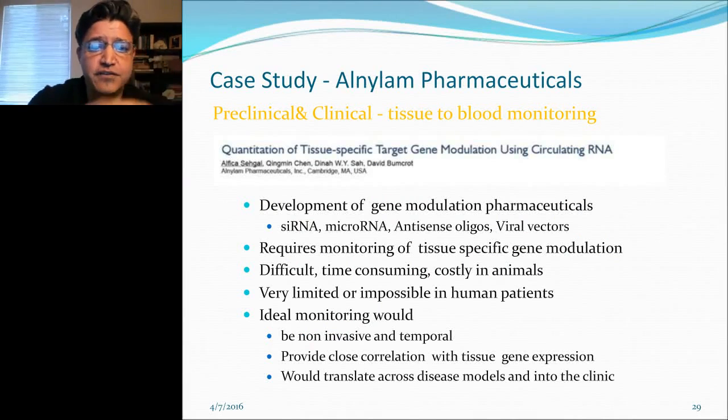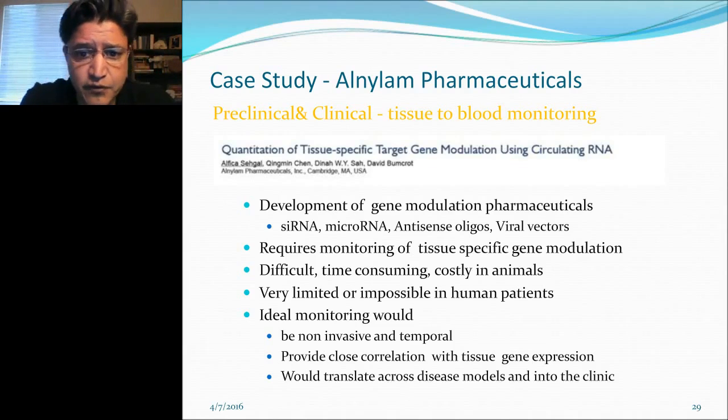So moving on to the case study. Alnylam Pharmaceuticals is a pharmaceutical company which is developing gene modulation pharmaceuticals. Their focus is basically small interfering RNA, and they have a delivery system, which we won't get into here, as our interest is in the exosome use. But in their development programs, they also study microRNA, antisense oligos, and viral vectors as methods of delivering therapeutics. And this is very nice because they've used these various modalities using exosomes, so it's a very strong and robust proof of principle that we'll see here.